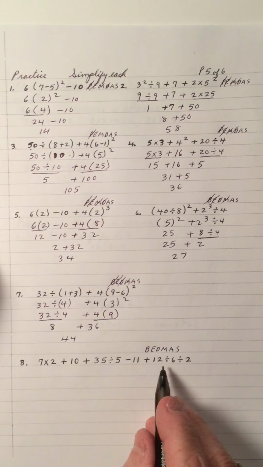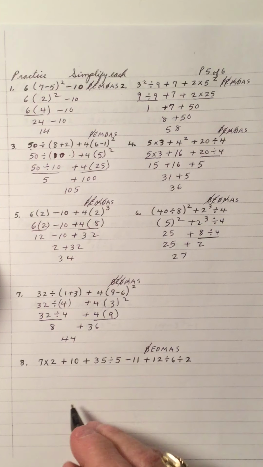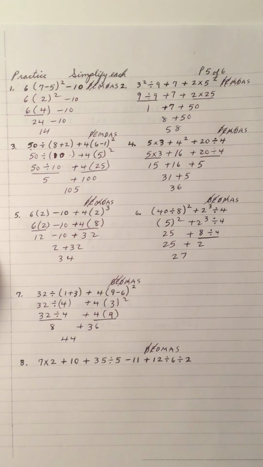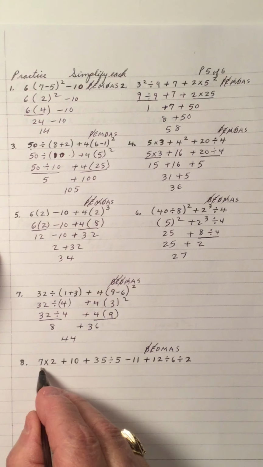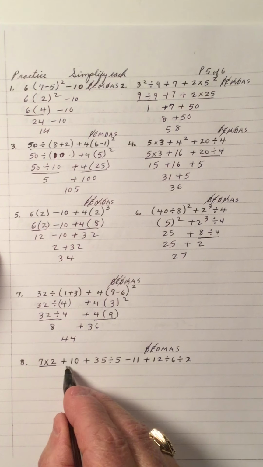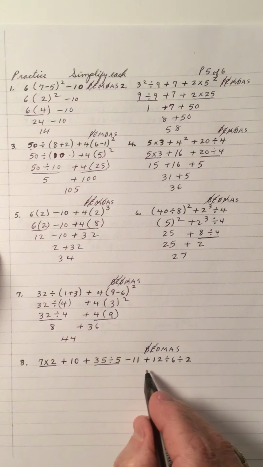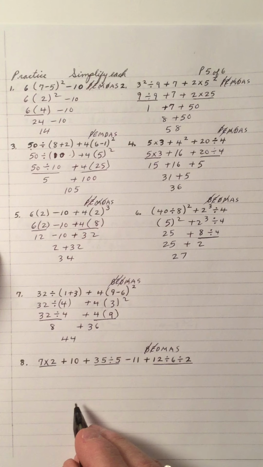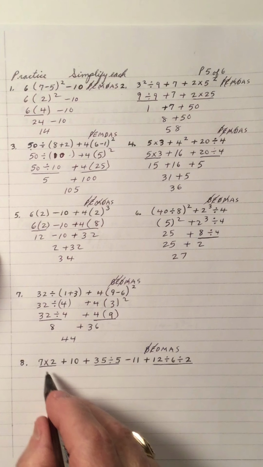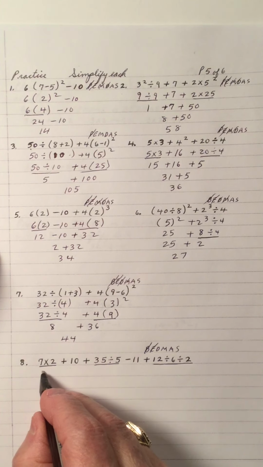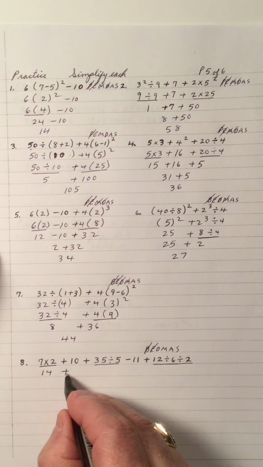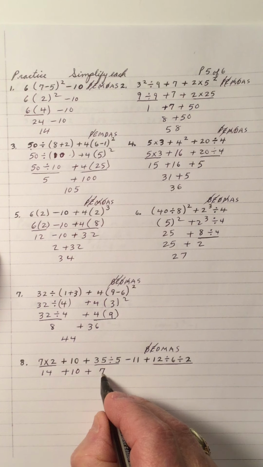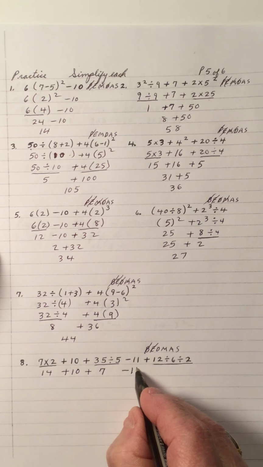Bedmas, notice I have no brackets or parentheses, no exponents. So I have to do my multiplication division. So be careful. Underline division, underline division. So all of this goes together. So when I work this out, I get left to right, 14, add on 10, add on 35 divided by 5 is 7, subtract 11.